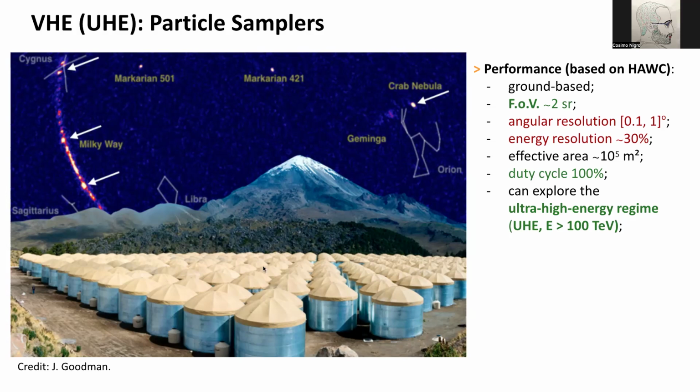They are ground-based, but since they occupy a very large area and they are not pointed, they can observe a very large fraction of the sky. The angular and energy resolution, though, is a bit worse compared to IACTs, but they also have a very large effective area and a very large duty cycle.